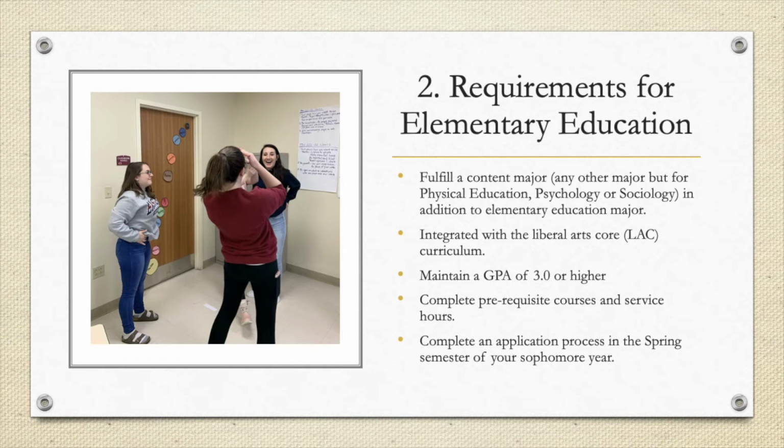We have a Center for Community Engagement at Eastern who will help you find service opportunities and to also document them. You will apply to the elementary education program in the spring semester of your sophomore year. It is a separate application process. We will look at your GPA, prerequisite courses, service hours. We will interview you. So it's a serious and rigorous application, and you do this in the second semester of your sophomore year.